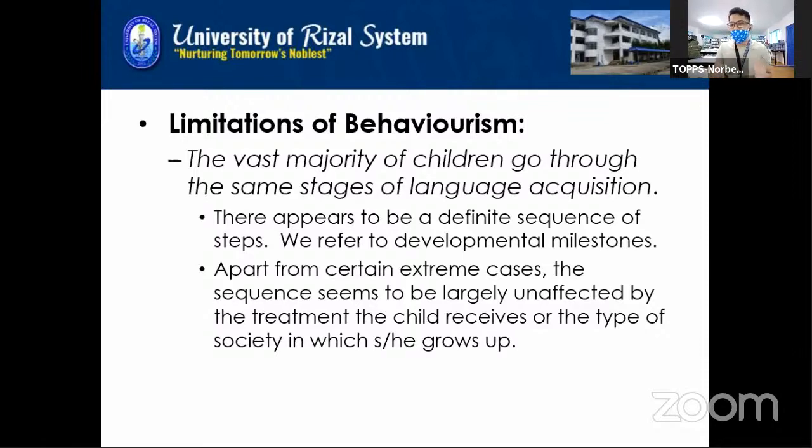So apart from certain extreme cases, the sequence seems to be largely unaffected by the treatment the child receives or the type of society in which he or she grows up. Just like what I mentioned to you a while ago. So, may mga bata na lumaki sa magulong pamilya. May mga bata na lumaki na ang magulang ay palamura. Pero kung titingnan natin sila, hindi naman nila na-adapt yung pagiging palamura, hindi naman nila na-adapt yung lengguwahe ng pananalita ng kanilang mga magulang. Bakit? Dahil yung bata ay may iba pang environment na kung saan siya ay exposed.